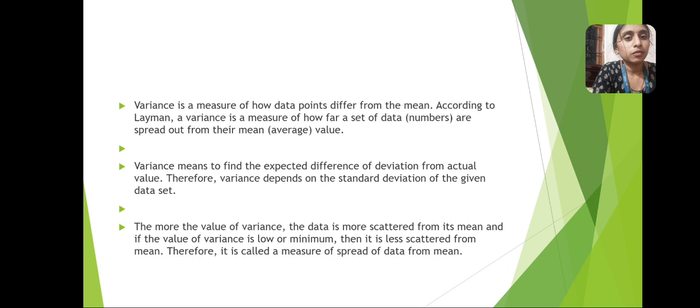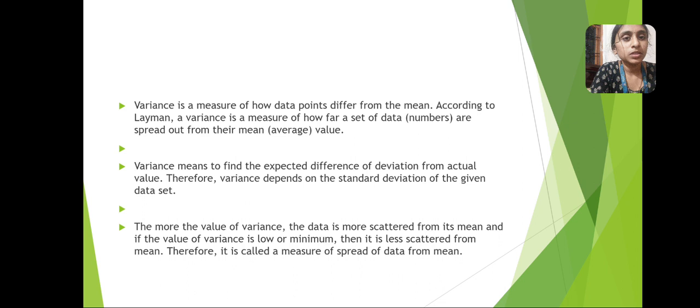Variance means to find the expected difference of deviation from actual value. Therefore, variance depends upon the standard deviation of the given data set. The more the value of variance, the more the data is scattered from its mean, and if the value of the variance is low or minimum, then it is less scattered from the mean. Therefore, it is called a measure of spread of data from the mean.